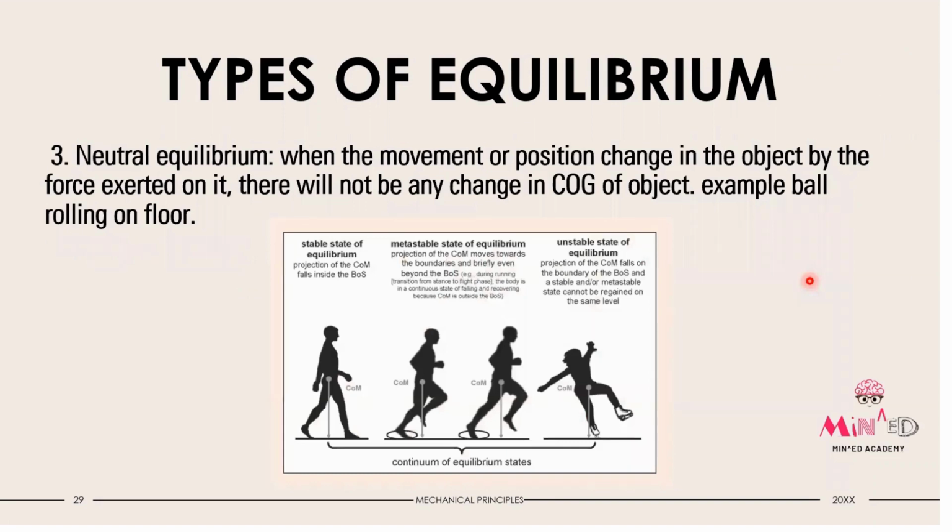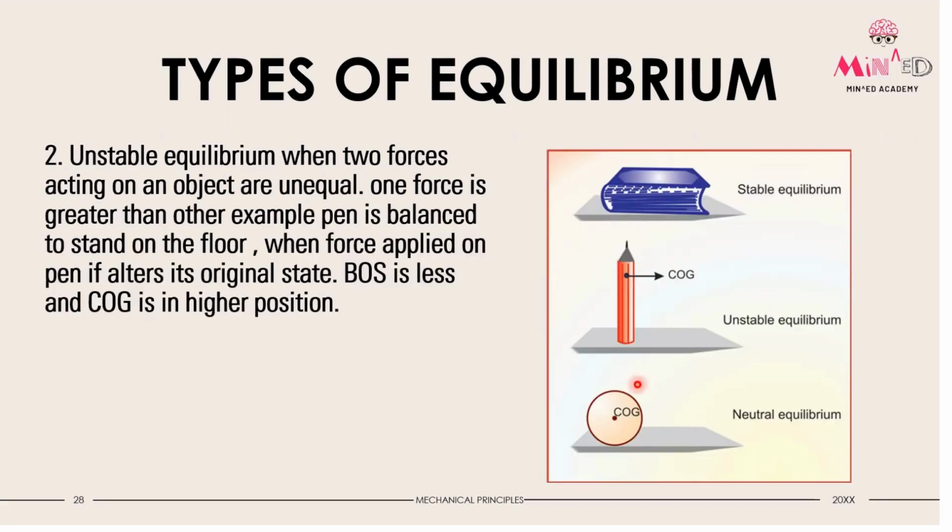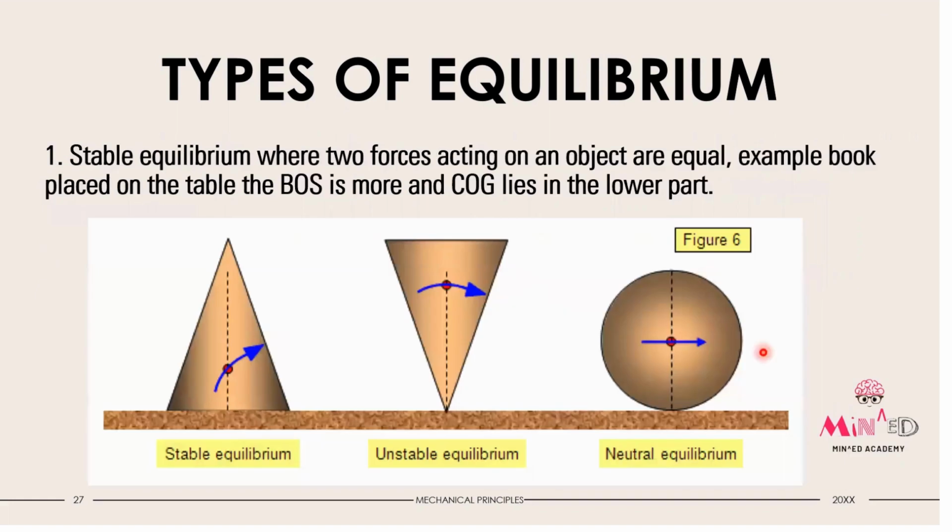And next is neutral equilibrium, when the movement or position of the object changes by force exerted on it, there will not be any change in COG of the object. Example, a ball rolling on the floor. Suppose this is the ball which is rolling on the floor. When you apply force, COG will always be in the center of the ball. So it will be in neutral equilibrium.